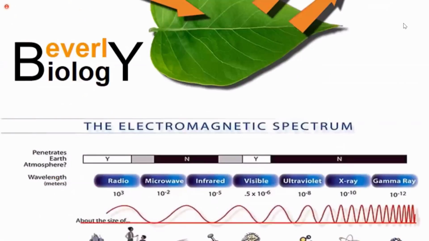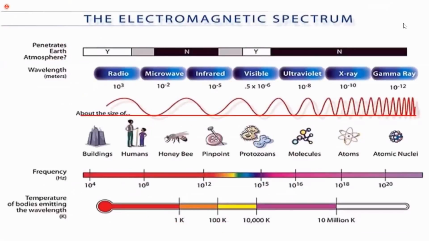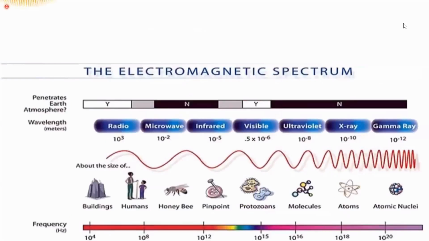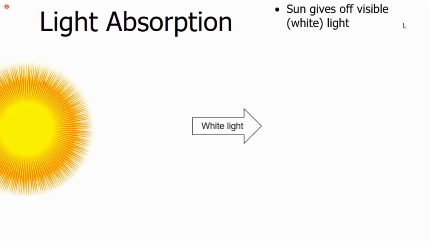So the sun gives off a variety of types of energy. This energy travels across space in the form of a wave, and the titles of the energy you can see at the top of the picture. Now we're going to focus our attention on visible light because it's the wavelength of visible light that drives and powers photosynthesis. Visible light is used only for photosynthesis. Let's focus on how light is absorbed. And when we do, we're going to see that the sun gives off visible light, also called white light.